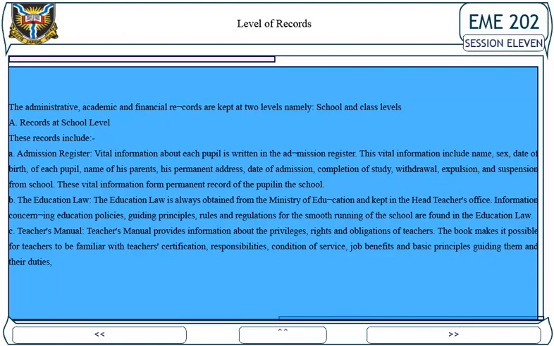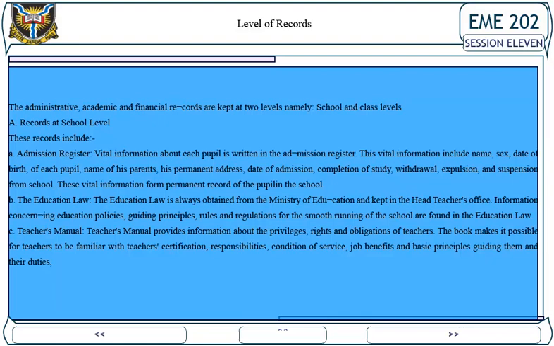B. The education law. The education law is always obtained from the Ministry of Education and kept in the head teacher's office.